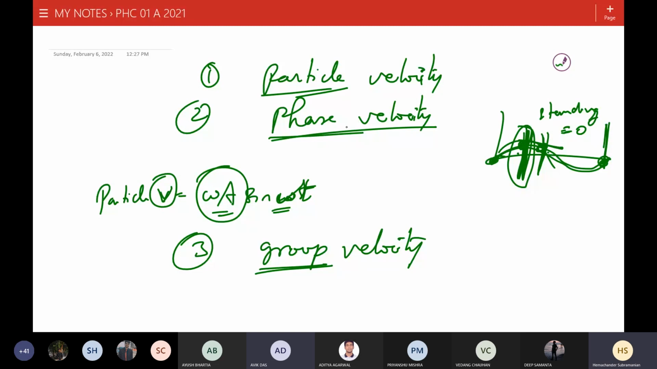Have you guys studied about this? No, sir. We have studied about particle velocity and wave velocity, not about the group velocity. Okay, so let me then start simply.